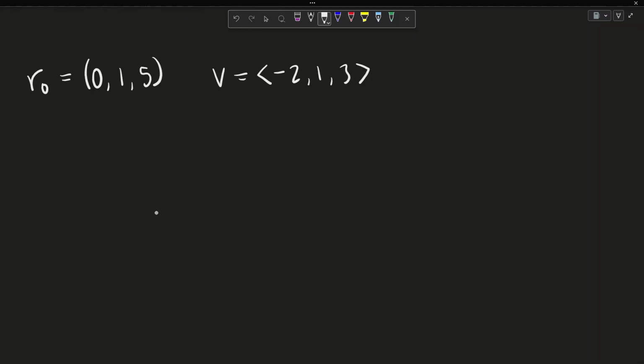So symmetrically, the representation of the answer is x minus 0 over -2, which we got from here, equals y minus 1 over 1 equals z minus 5 over 3.